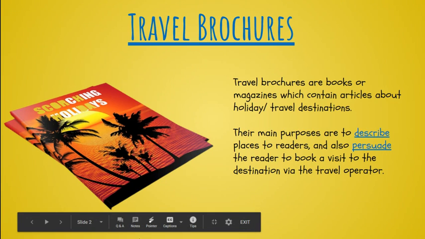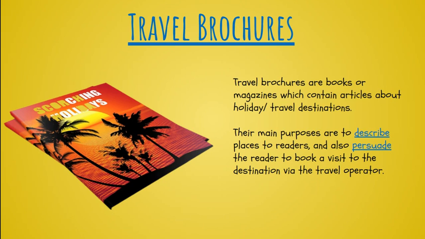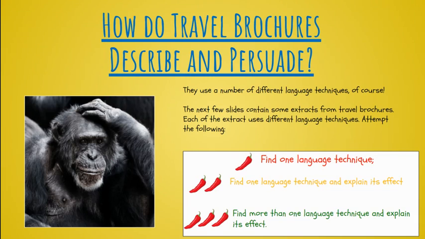Travel brochures are books or magazines which contain articles about holiday or travel destinations. Their main purposes are to describe places to readers and also to persuade the reader to book a visit. Now, to persuade someone means to make them think something or want to do something. So how do travel brochures do this? Well, they use a number of different language techniques, of course.